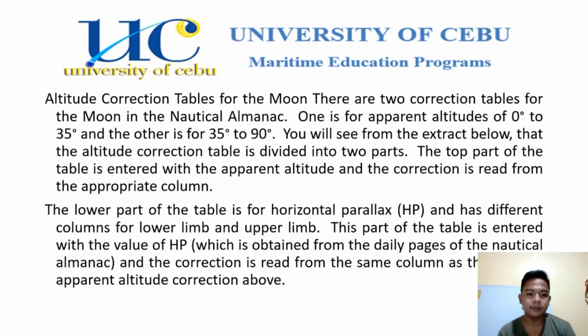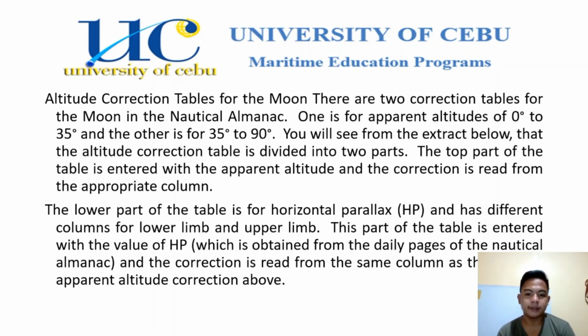Altitude correction tables for the moon. There are two correction tables for the moon in the Nautical Almanac. One is for apparent altitude of 0 degrees to 35 degrees and the other is for 35 degrees to 90 degrees.